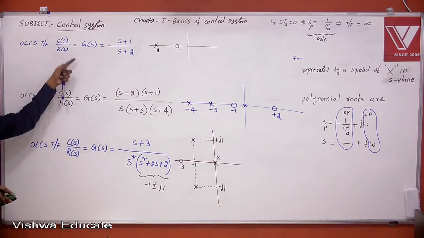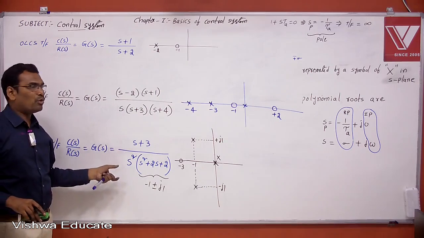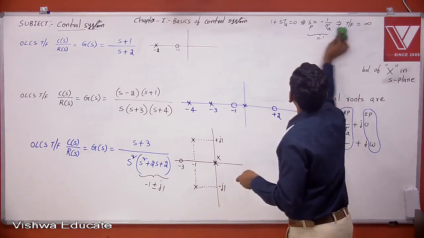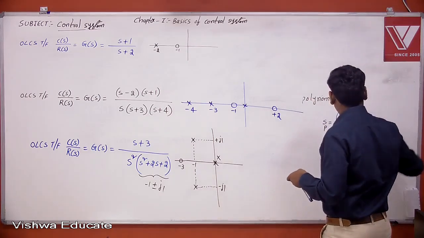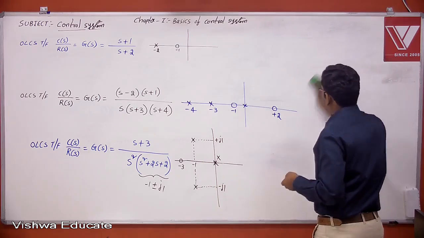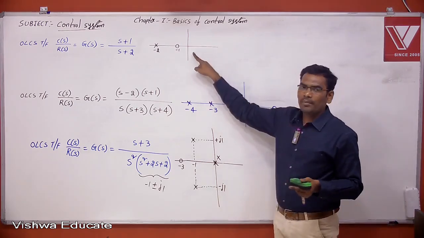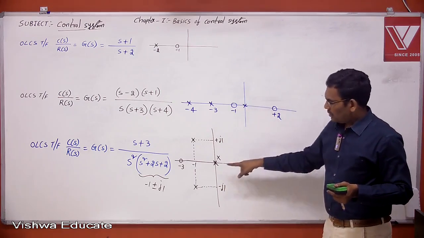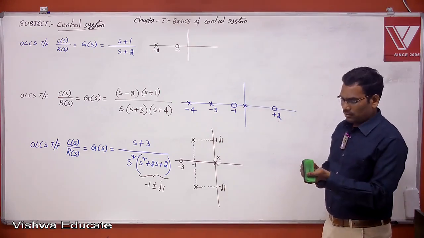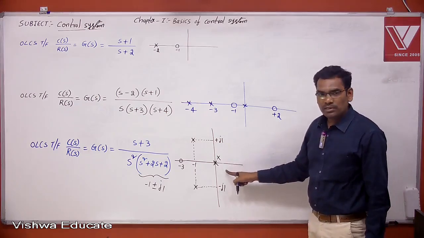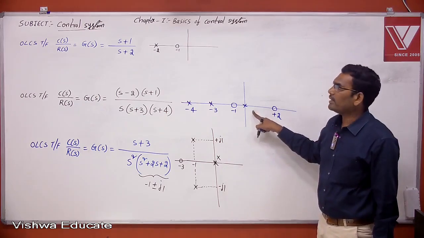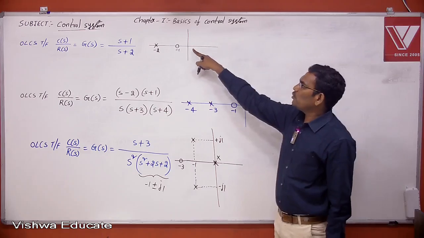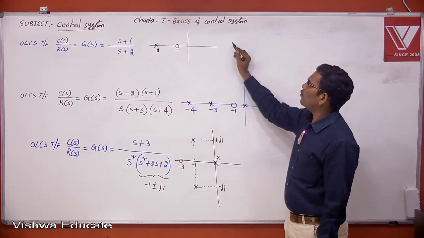Then these are the 3 examples, and these are the poles and zeros locations in the S-plane. Then what do we conclude here? Now, how many poles at origin here? See here, there are 2 poles at origin, there is 1 pole at origin, and there is no pole at origin. Therefore, there is no pole at origin in this particular open loop control system.